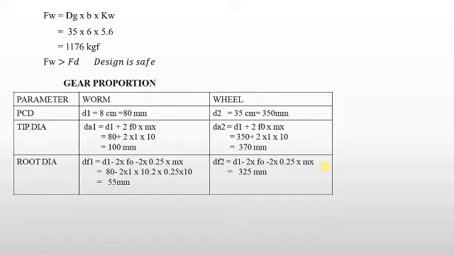Now calculating the root diameter for worm, that is DF1. Formula of DF1 is equal to D1 minus 2FO mx minus 2 into C, and C is 0.25 into mx. Now DF1 is equal to 55 mm. Root diameter for the wheel is 325 mm.